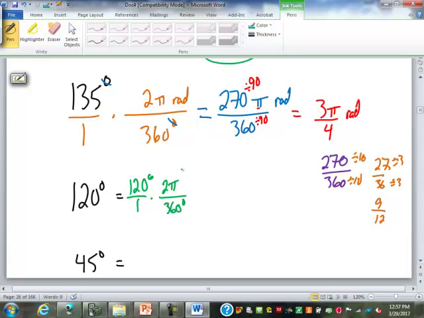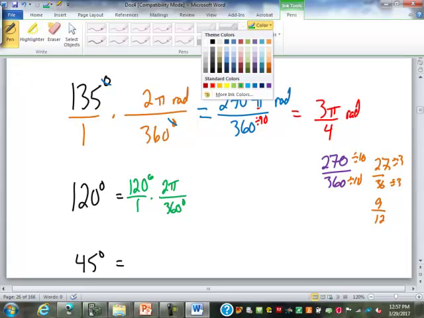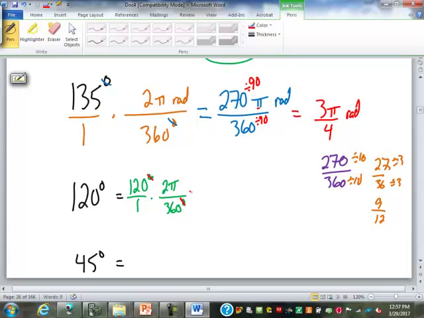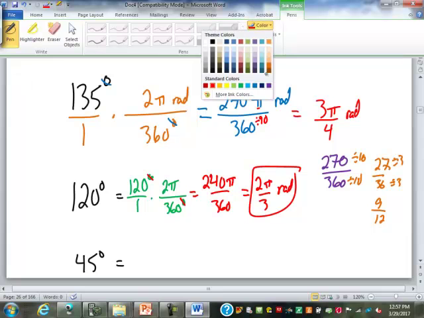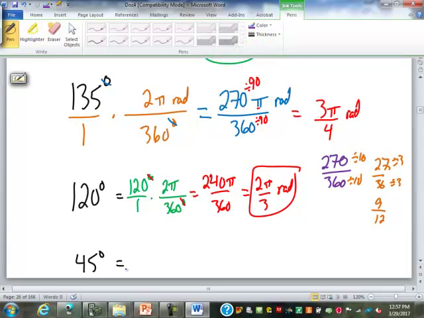I often will leave the radians off of it just to make it easier. So the degrees cancel out. 240 pi over 360. They divide out by 120, so yeah, 2 pi over 3 radians. What you got for that one? Perfect. For 45, okay, I'll wait for you.